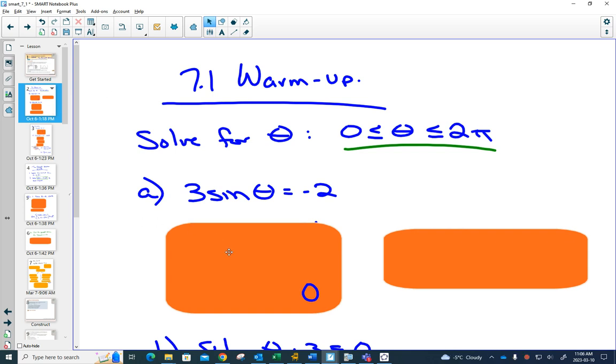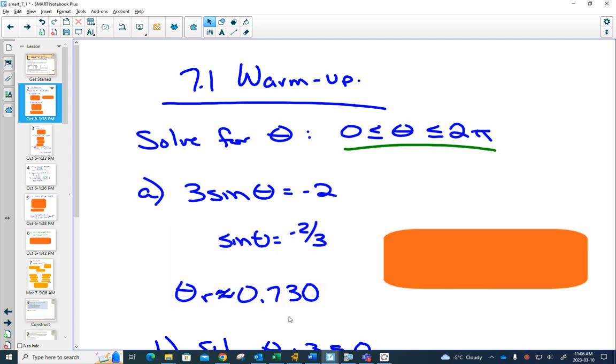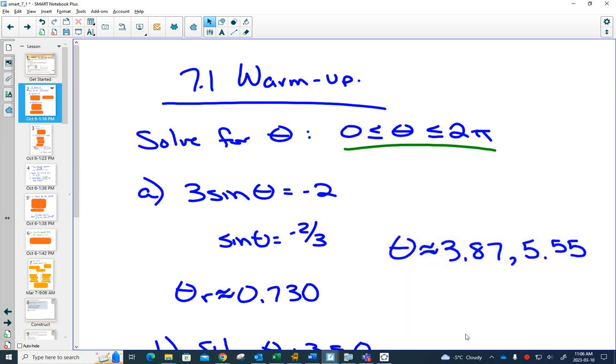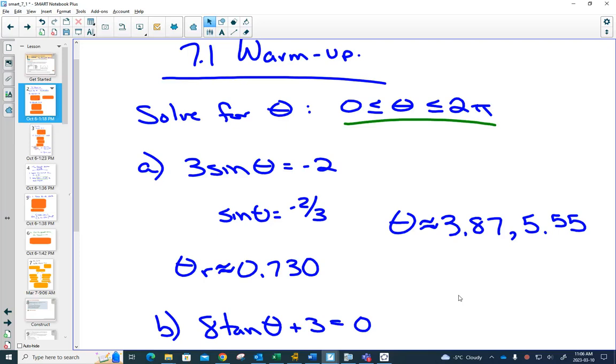Okay, let's see how you did on the first one. Did you get a reference angle of 0.73? Remember, when doing a reference angle, you have to do the positive part. Then once you have your reference angle, sine is negative in quadrants 3 and 4. So we get 3.87 and 5.55. Here is our next one.